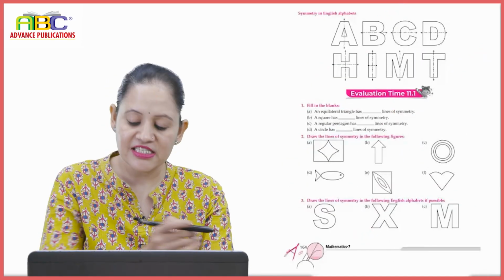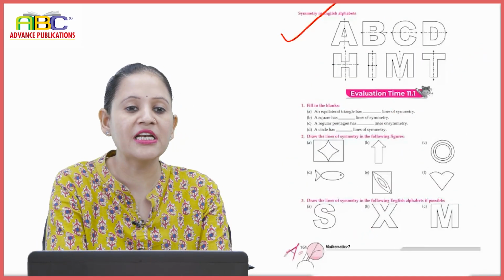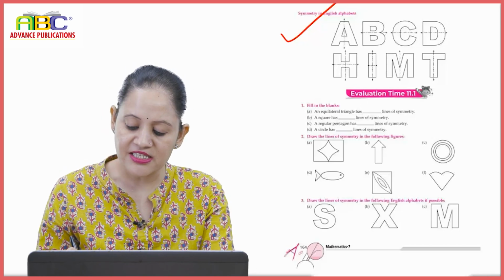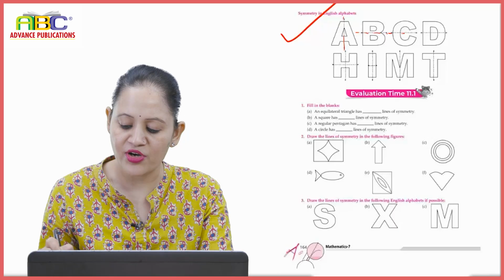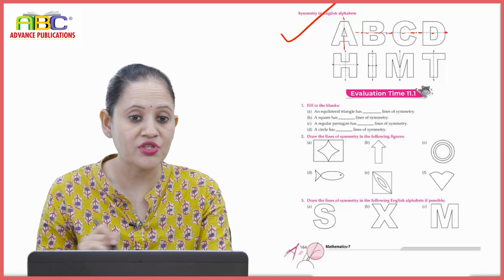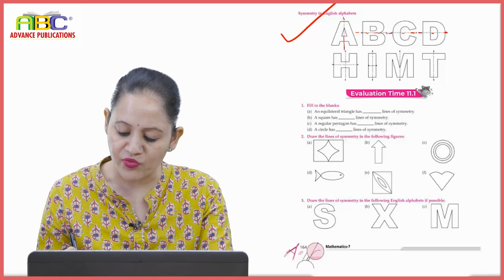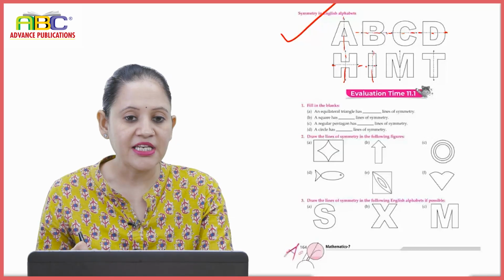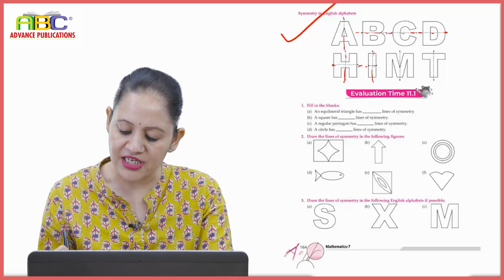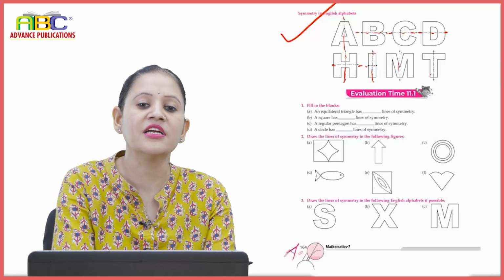Next is symmetry in English alphabets. So if we talk about the English alphabet, A has a vertical line of symmetry. B has a horizontal line of symmetry. C has a horizontal line of symmetry. D also has a horizontal line of symmetry. H has both vertical and horizontal. I also has both vertical and horizontal. M has a vertical line of symmetry, and T has a vertical line of symmetry.